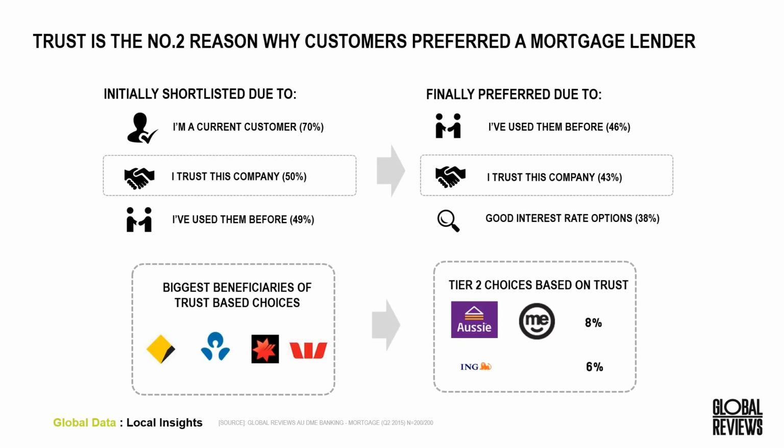Again, the biggest beneficiaries of trust-based choices are the Commonwealth Bank, ANZ, NAB and Westpac, and Tier 2 choices based on trust are the mortgage lenders such as Aussie.